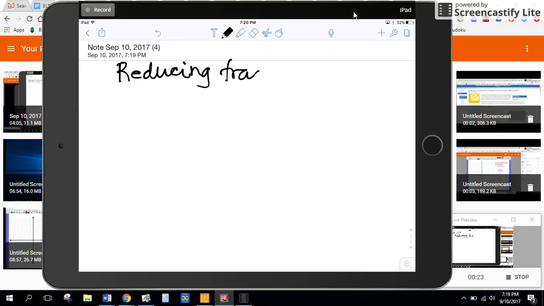So right now we're going to look at a video on reducing fractions. Actually, I kind of don't like the term reducing fractions. What I prefer is the idea of simplifying. Reducing indicates that we're making something smaller, where in fact the fraction at the end is equivalent or equal to the original fraction. We're just getting rid of common factors.